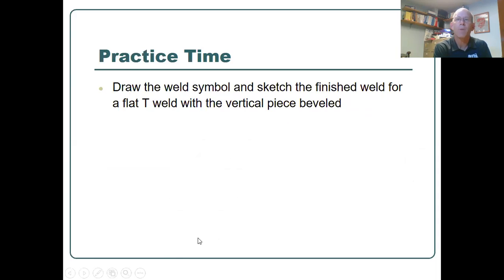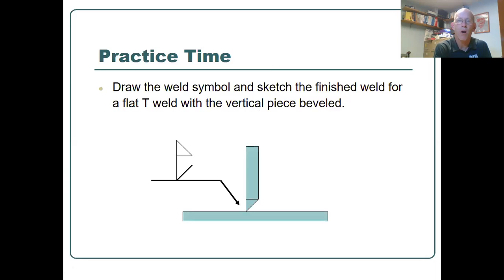Sorry. All right, so here's a little bit different one. If we are to take a look at drawing the weld symbol and finished weld for a flat T-weld and the vertical piece is beveled. So what is that going to look like? I'll give you a chance to try and do it on your own if you want. Real simple, sketch a flat piece and then sketch your T-weld. And then what would happen if that top piece is beveled? We're just going to grind an angle in it, okay? And so it's going to end up looking something like that, okay?